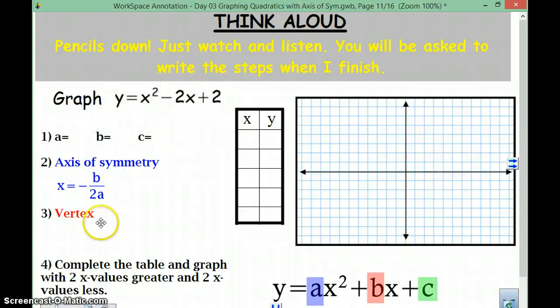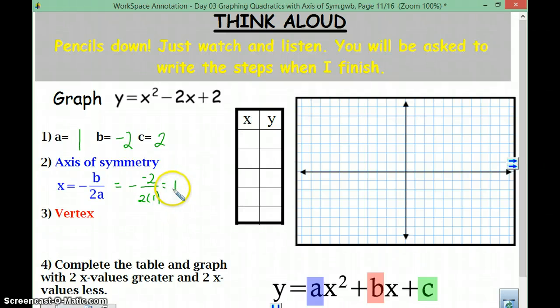Here's the equation. First question is, what is my a? There's an invisible 1 in front of that x squared. What's my b? Right here, -2. What's my c? 2. Good so far. Let's use this equation. X equals -b/2a equals -2 over 2 times 1. What does that equal? Well, -2 over 2 is just -1. The opposite of that is +1.